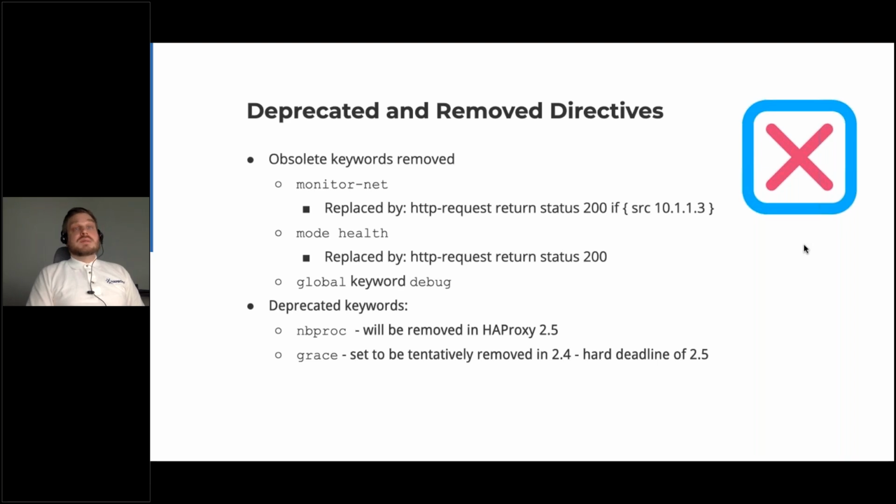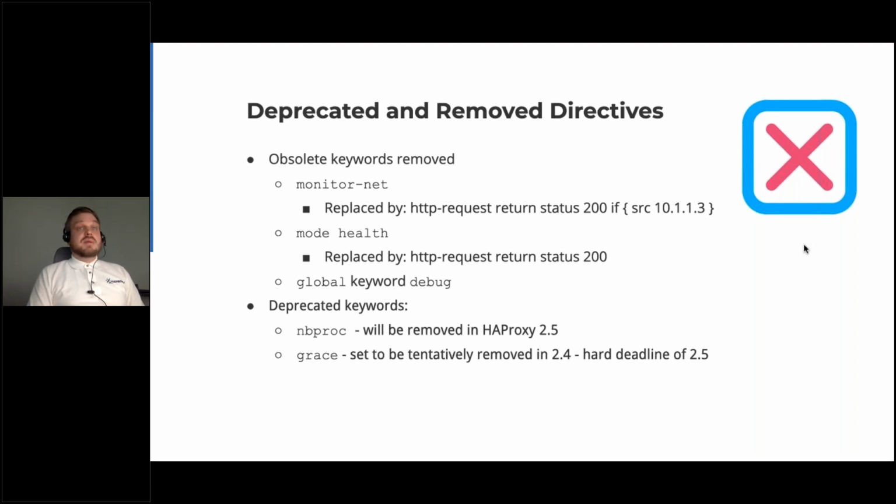So some obsolete keywords that were previously deprecated have been officially removed in this version. The first two are monitor net and mode health. These can both be simulated with the new native response generator through the HTTP request return action. The next is the global keyword debug. You can still use the debug functionality by passing the -d argument from the command line, so keep that in mind. And then two keywords have now been deprecated.